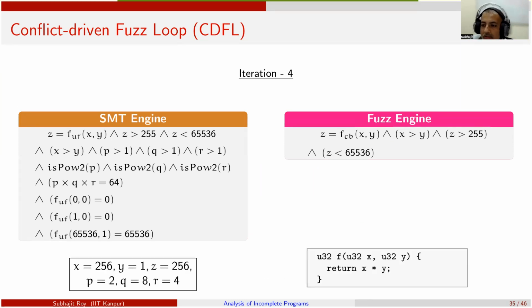Okay, so now we have taken the solution from the fuzz engine and extended it with the solution from the SMT engine, and we combine them to get a full solution. And this solution, you can see, is consistent not only with respect to the formula that we are required to solve, but also with respect to the closed box function. It also respects the semantics of this function.